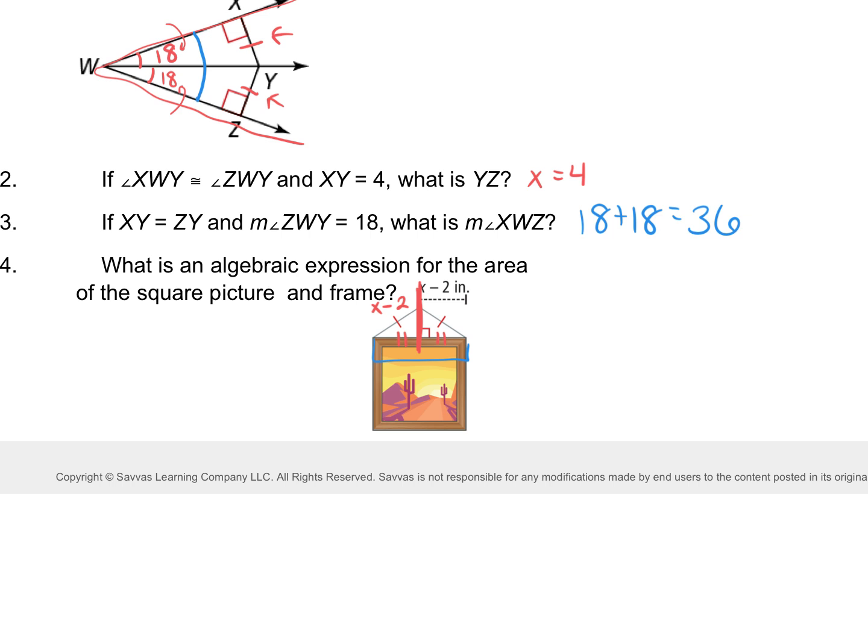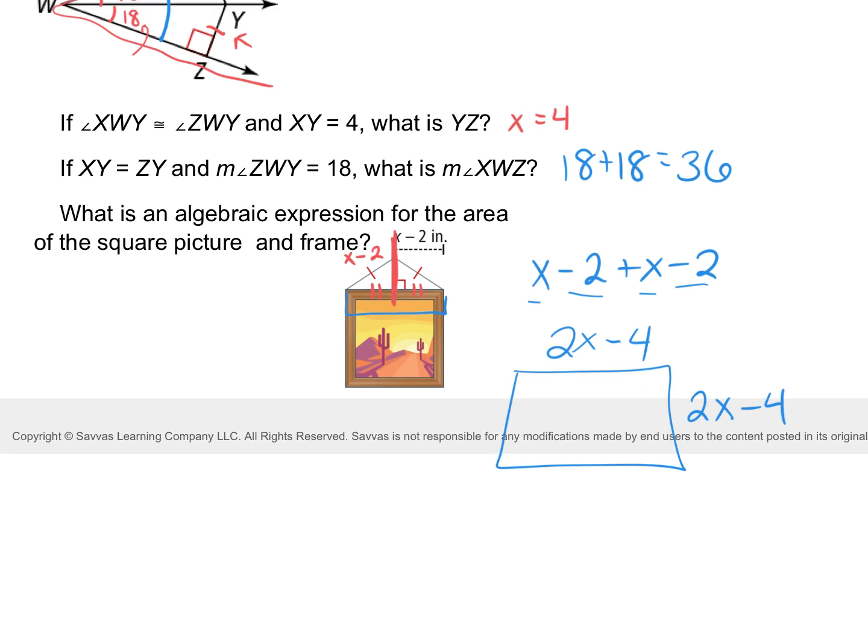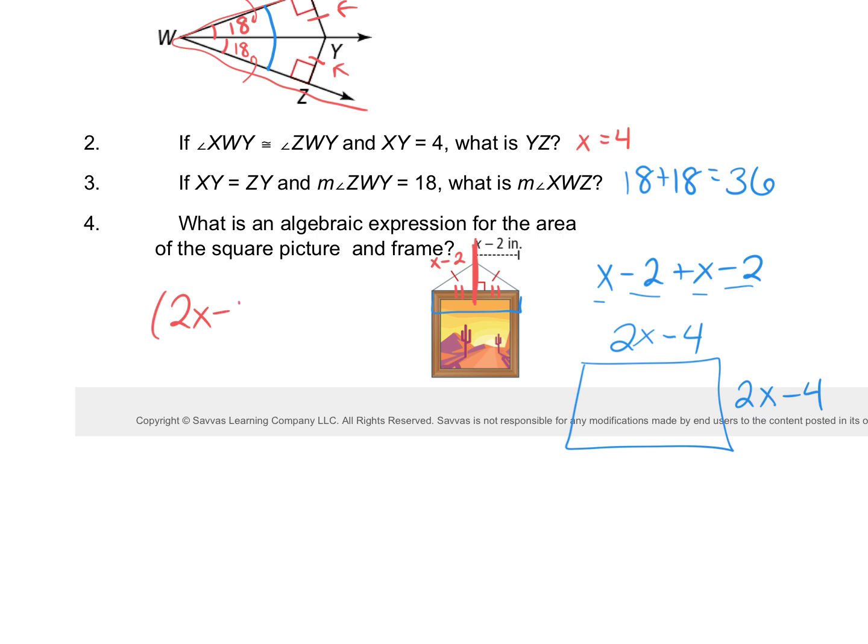X minus 2 plus x minus 2. Why do we want to add them together? Correct. So x plus x is 2x, negative 2 minus 2, negative 4. So if I draw this, what do I know about the sides of a square? They're all equal. So if that side is 2x minus 4, so is this side. How do I find the area of a square? Length times width. So I would take 2x minus 4 times 2x minus 4.